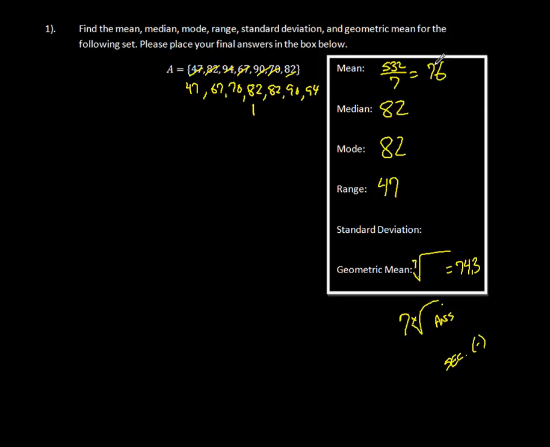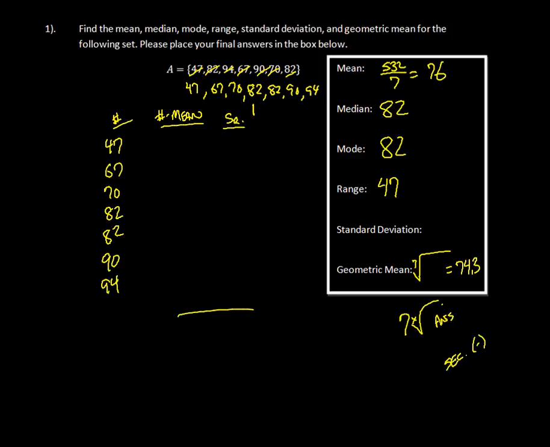Now, standard deviation is a tough one. What I'm going to do is take each number and write them down, up and down: 47, 67, 70, 82, 82, 90, and 94. I'm going to subtract each from the mean, and remember, I don't care if it's positive or negative. I'm then going to square it, and add all those numbers up.